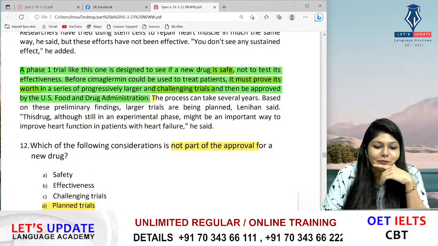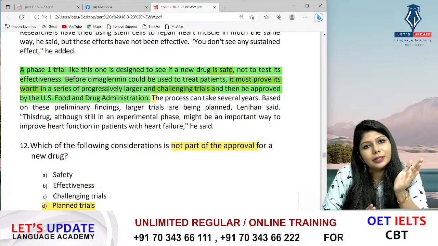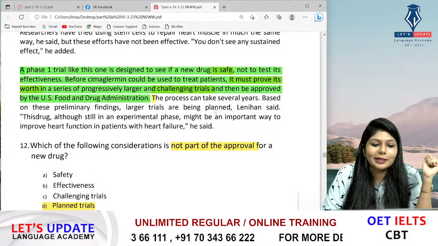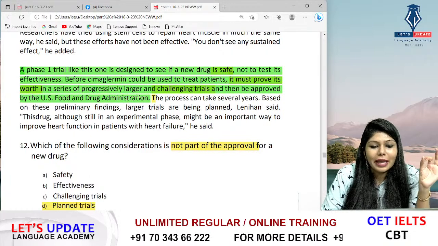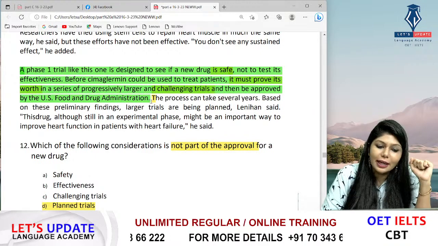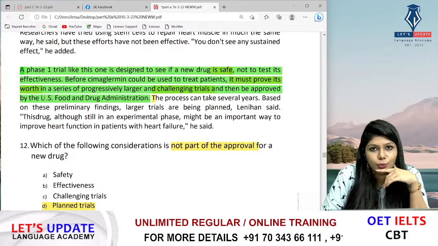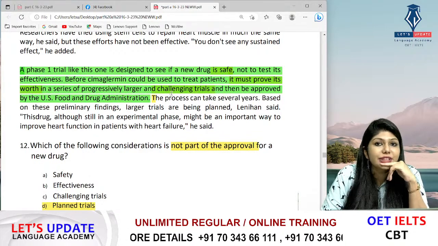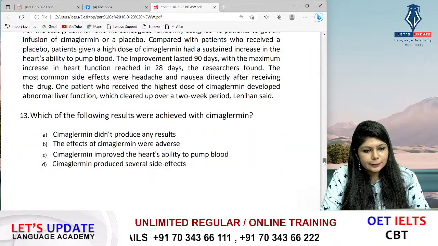So this larger trials being planned is something with respect to something, and the next sentence is with respect to something else. A new sentence, a new topic. So that is not required for the approval of the US Food and Drug Administration. But these three are required. It should be safe, it should prove its worth, that means it should prove that it's effective, and then of course they should prove it in a set of challenging trials. So moving to the next question, question number 13.